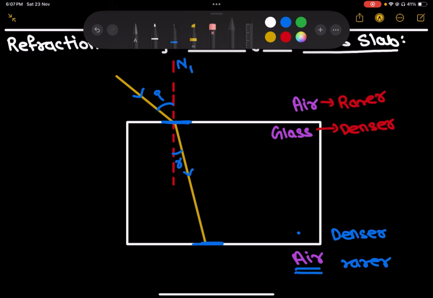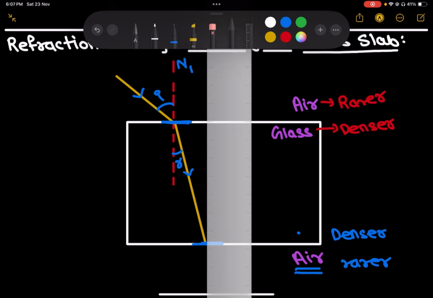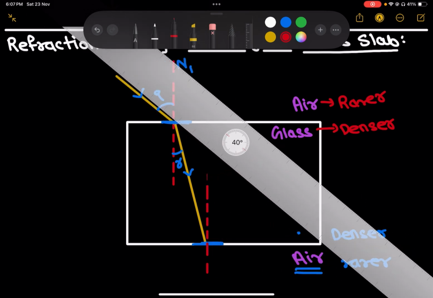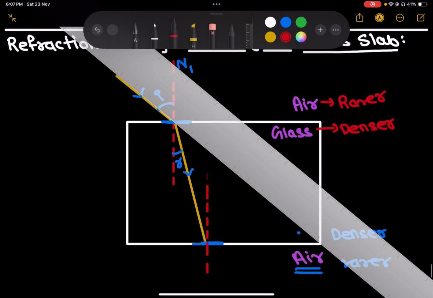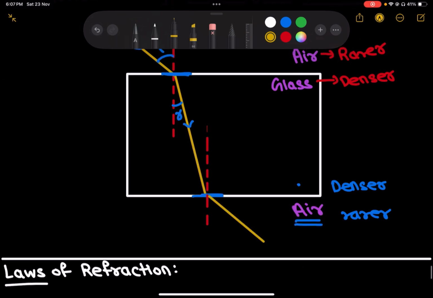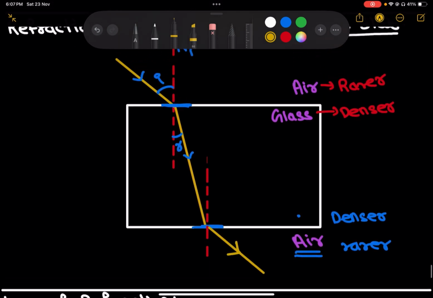So again we will draw a normal here. Again a normal will be drawn. And this time the ray will bend away from the normal. Like this. So this is how the ray bends. Understood? Okay, because it goes from denser to rarer medium, right? So this is the way the ray bends.